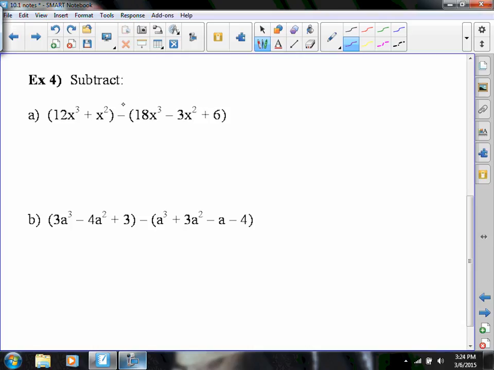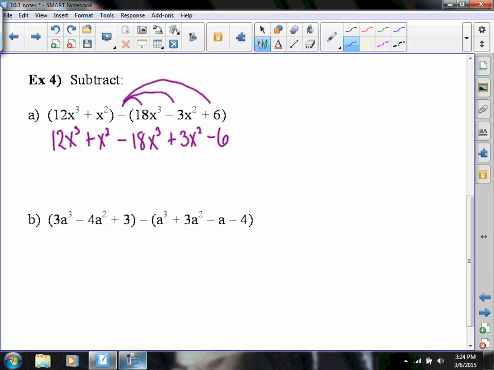And since I'm subtracting, if I'm doing the horizontal form, I'm going to distribute that negative to every term in the parentheses that comes after that subtraction or that negative. So I'll have 12x to the third plus x squared. Then I'll have a minus 18x to the third plus 3x squared minus 6.